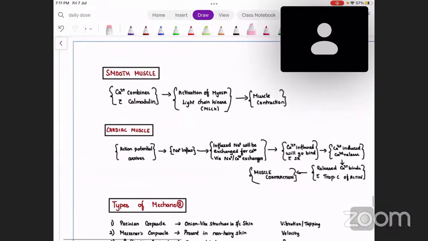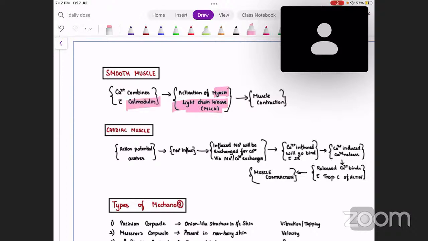Then you have the smooth muscle contraction. Calcium combines with calmodulin. The calcium-calmodulin complex will activate the MLCK, myosin light chain kinase. Muscle contraction will happen. Smooth muscle is very, very simple: activation of MLCK and muscle contraction.